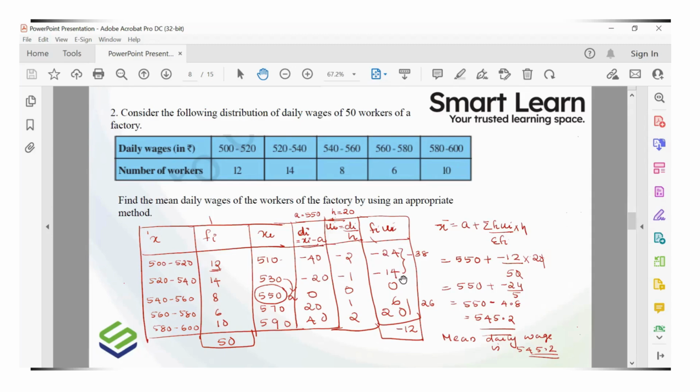When you add this, what you will get, children? First you do the upper part, that is the upper 0. So this will be minus 38, this will be 26. Minus 38 plus 26 is minus 12. Then substitute the value: a is there, sigma fi ui is minus 12, and sigma fi is given as 50. So minus 12 by 50 into 20, so 550 minus 4.8 is 545.2. So the mean daily wage is that; you should write it, okay?